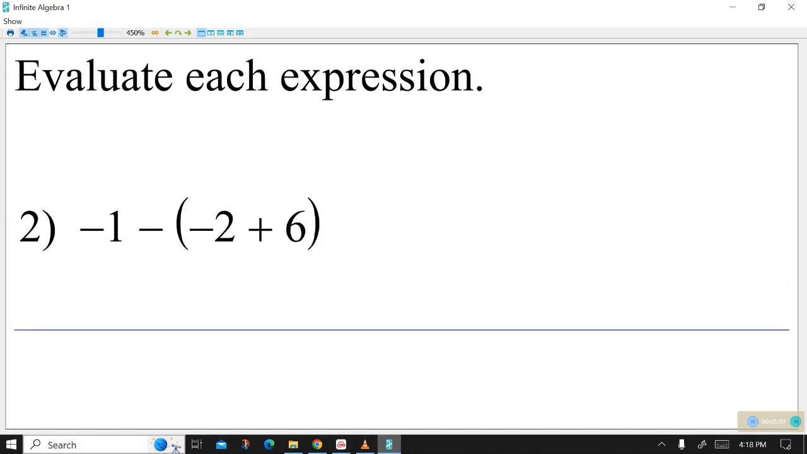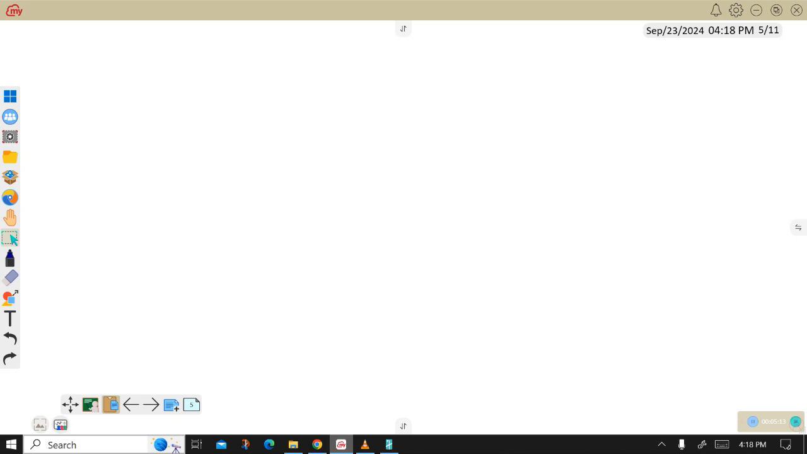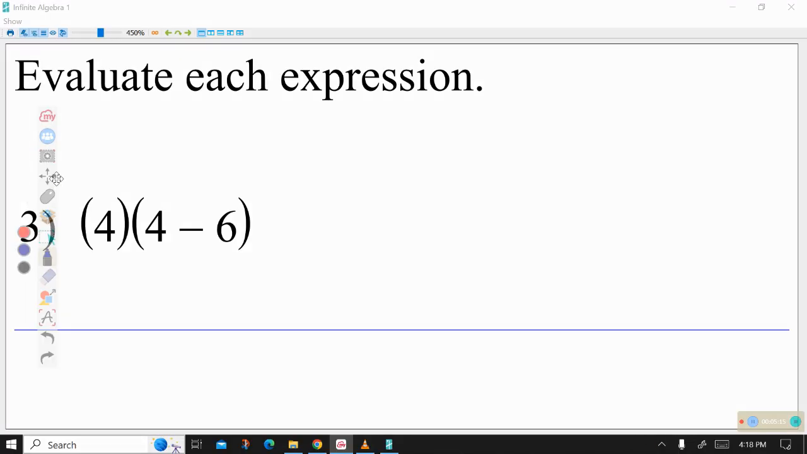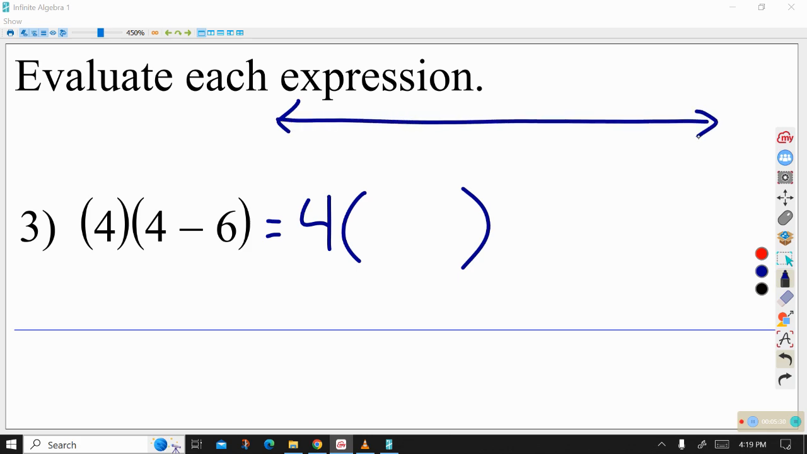All right, so we get to number 3. Why don't you pause the video and try this one on your own? So here we'll go. Hopefully you tried it already. So we're going to get the value that goes inside the parentheses. So again, 4 minus 6. What's 4 minus 6? Okay, I know not all of you might need to do this, but some of you need to do this, I think.